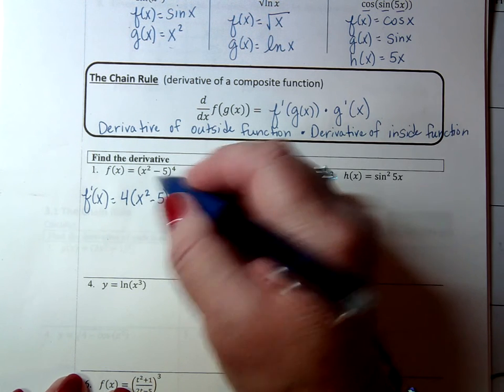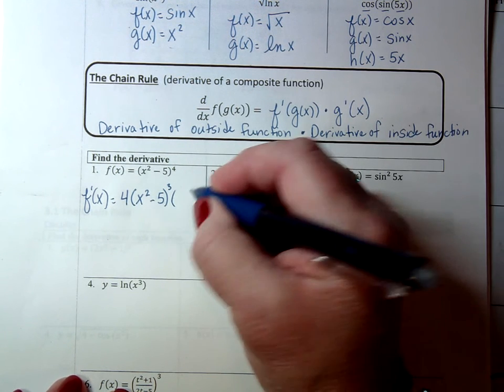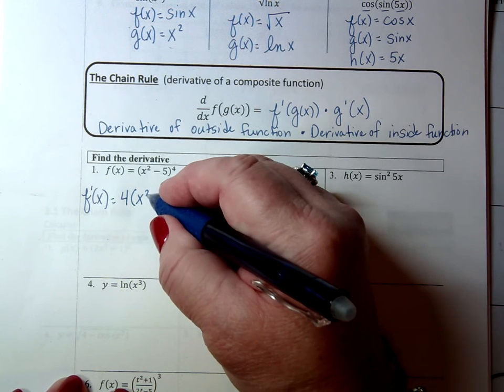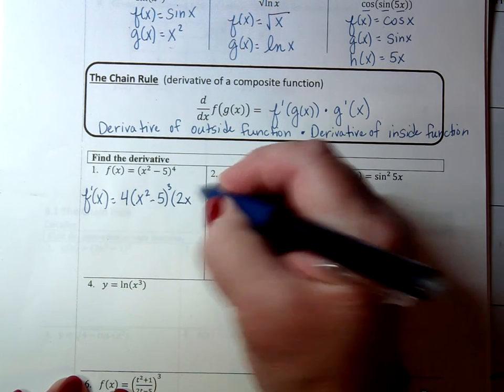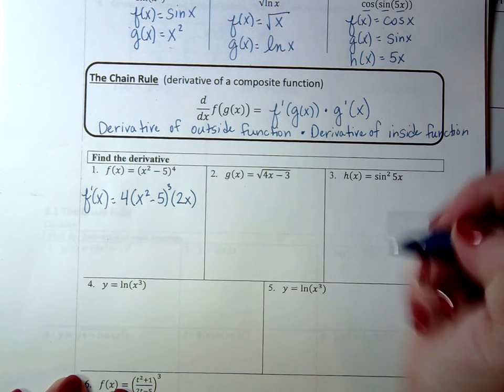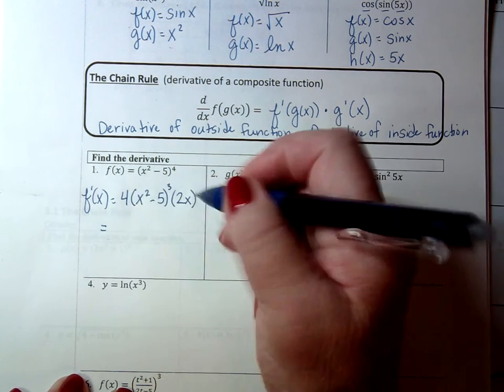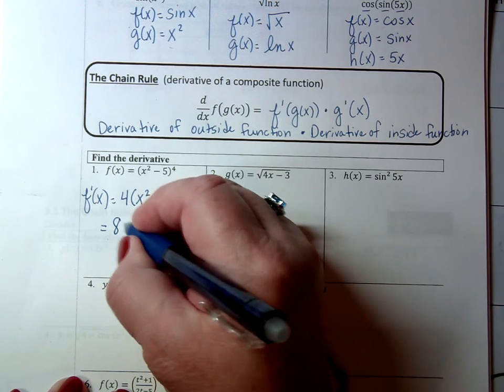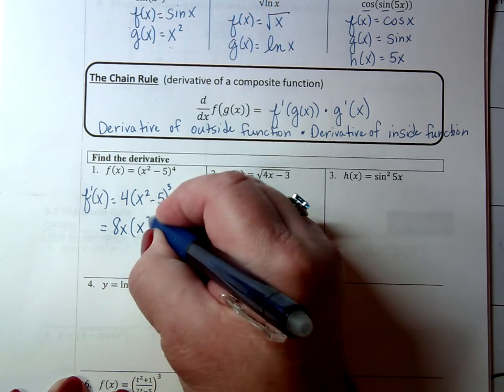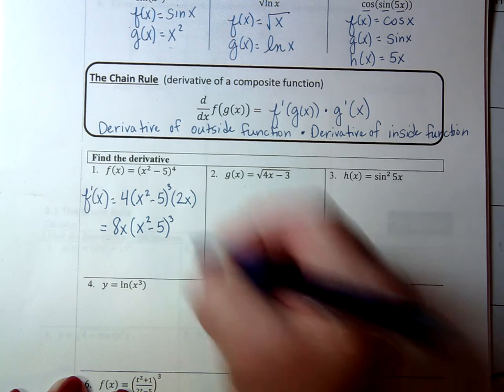So I took the derivative of the outside part. Now I need to multiply that by the derivative of the inside part. The derivative of x squared is 2x. The derivative of a 5 is 0. And then it's just a matter of making it pretty. So I have 4 times 2x, that's going to be an 8x. And I have a quantity that's x squared minus 5 quantity cubed.